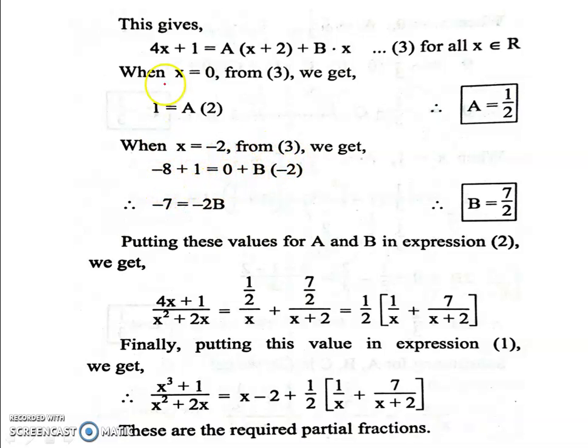So minus 8 minus 2 into 4 minus 8 plus 1, and next is 0 because minus 2 plus 2 is 0, but minus 2 into b is minus 2b. So minus 8 plus 1 gives the value minus 7, and minus 2 into b gives minus 2b. Minus 2 goes this side, minus minus gets cancelled, 7 upon 2 is the final answer. So we have to put the values of A and B.